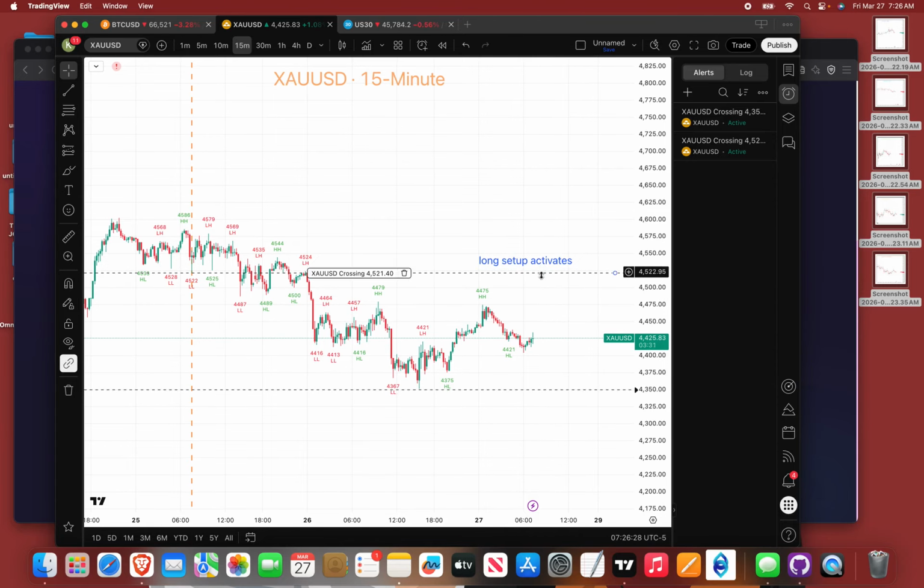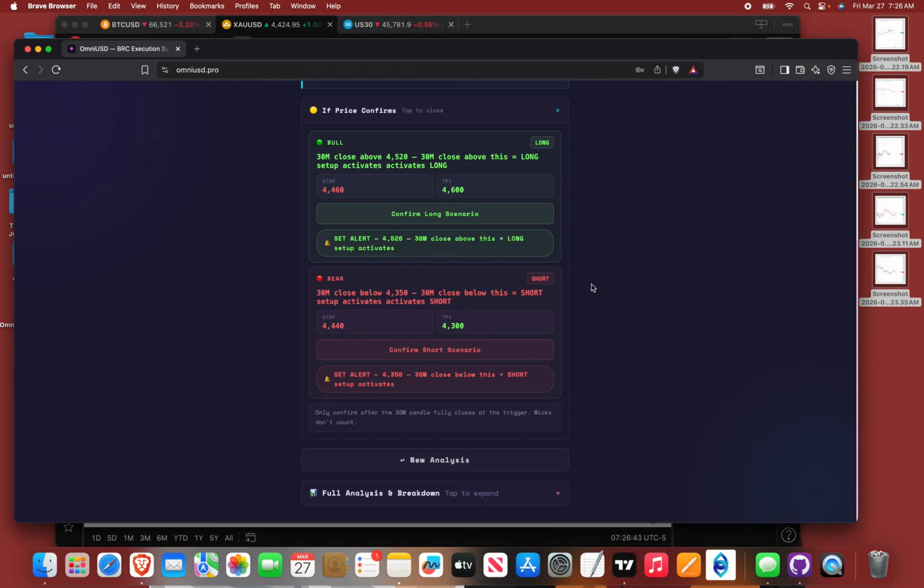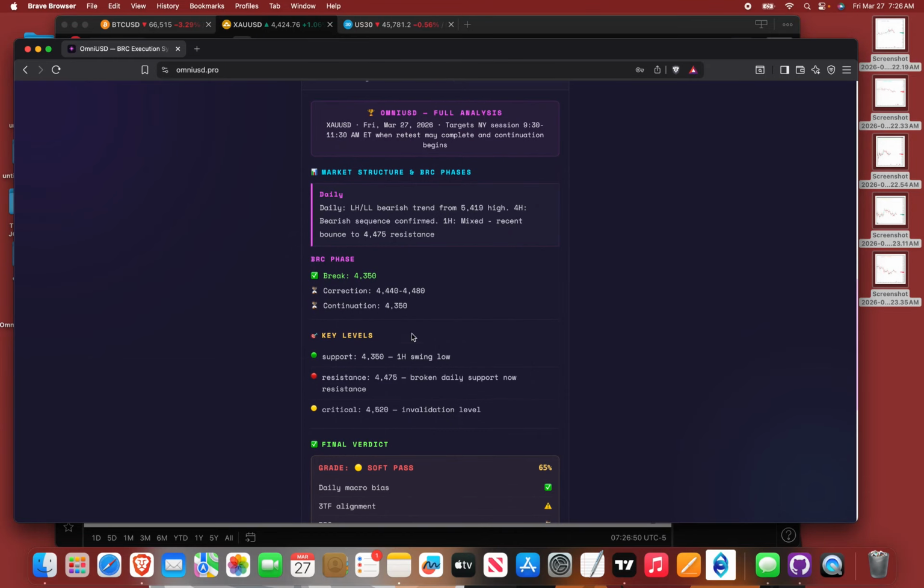And same for here. If it goes above this first line right here, it's telling us to go long, to put in a trade for long, for buys. Long means buys, short means sells. So we go back here. And if you want to know why it gives you these numbers, you click on the full analysis breakdown. Boom, go right here. It tells you exactly why.